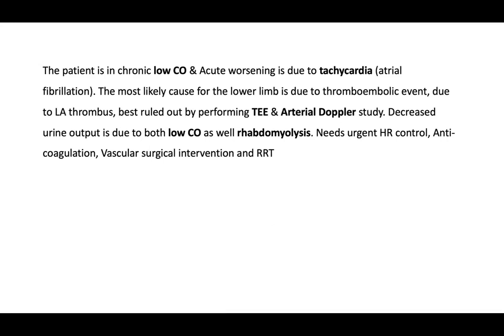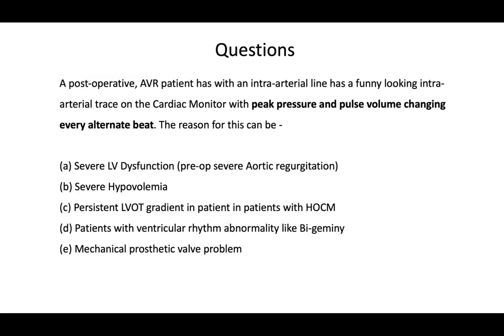Acute worsening is because of tachycardia. The most likely cause of lower limb pain is a thromboembolic event due to LA thrombus, which can be ruled out by TEE and arterial Doppler. Decreased urine output is because of low cardiac output as well as rhabdomyolysis. So it needs urgent heart rate control, anticoagulation, vascular surgical intervention, and renal replacement therapy.